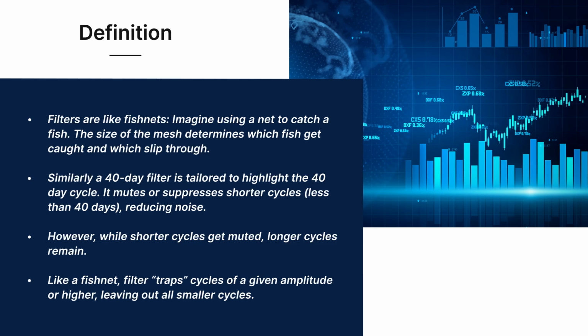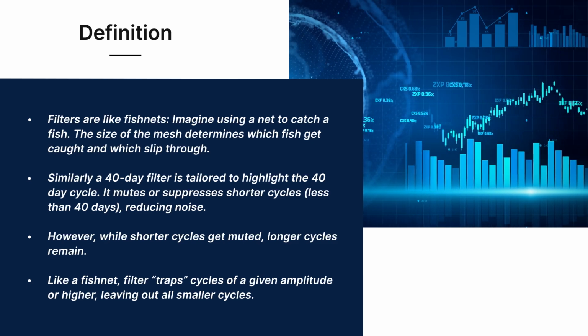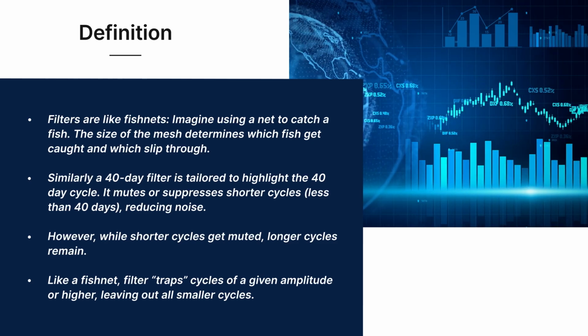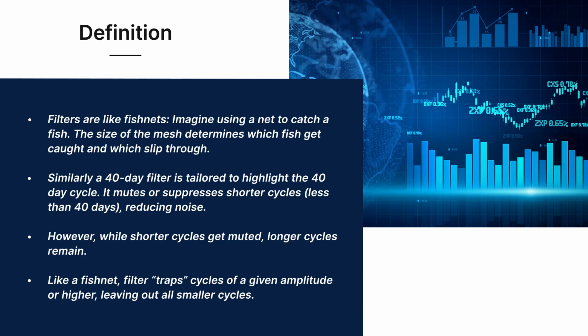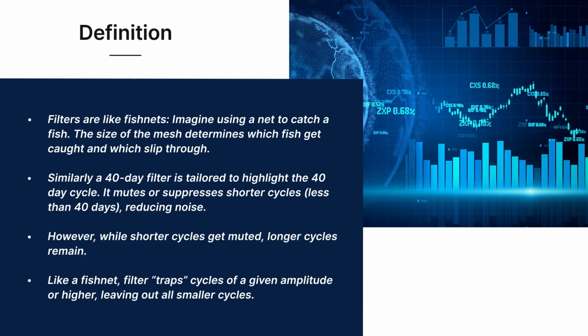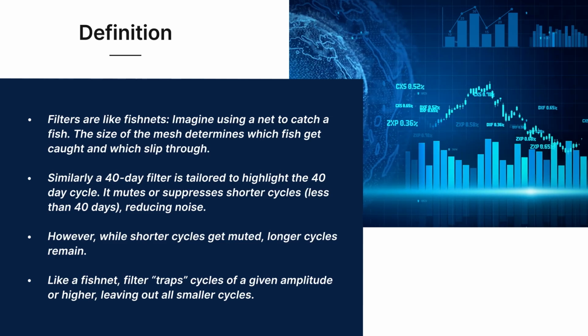However, while shorter cycles get muted, longer cycles remain. Like a fishnet, a filter traps cycles of a given amplitude or higher, leaving out all smaller cycles. Now, this is going to be a short video. I just want to highlight one thing that I'm not sure you noticed in the previous lesson. If you didn't, don't worry. I actually used examples that clearly highlighted a single cycle.